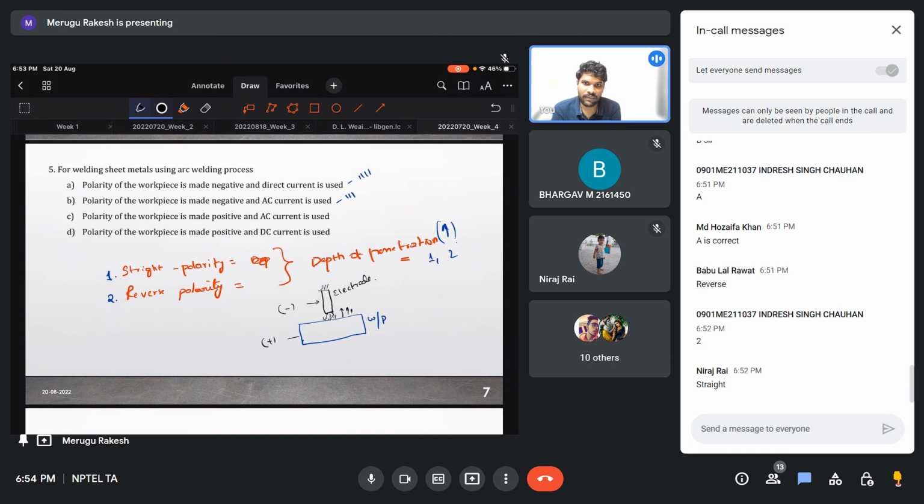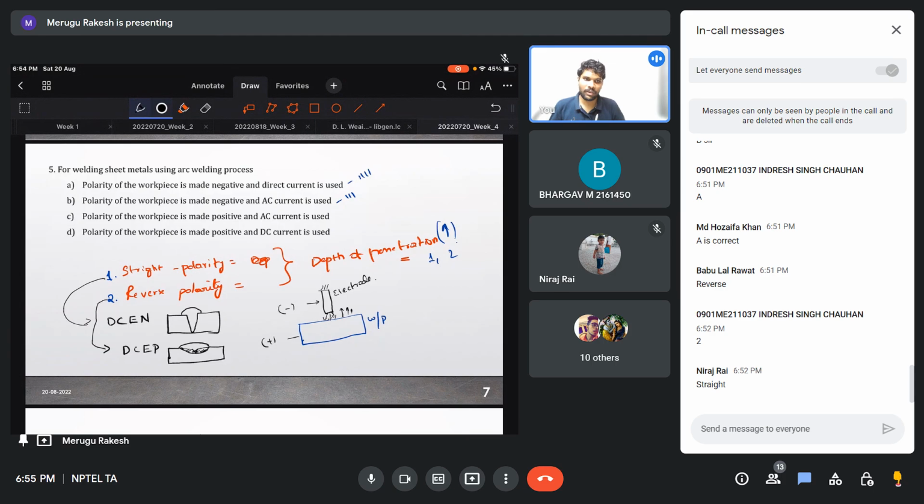So in straight polarity, in which the electrode is negative and the workpiece is positive, we will get more depth of penetration, since more electrons are colliding with the workpiece compared to the electrons colliding with the electrode. So I'll put it in a conventional way, as people use it. In straight polarity we generally use direct current, electrode negative, in which we get very high depth of penetration, whereas in reverse polarity we use direct current, electrode positive, in which we get very high spread, not depth of penetration, very less.